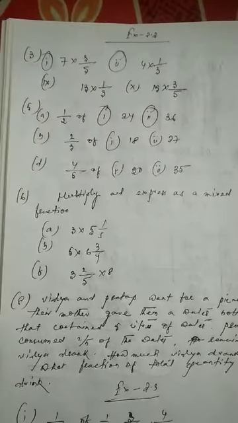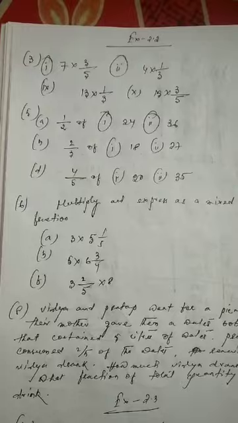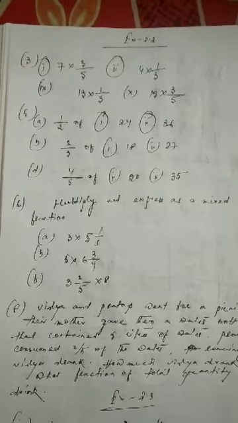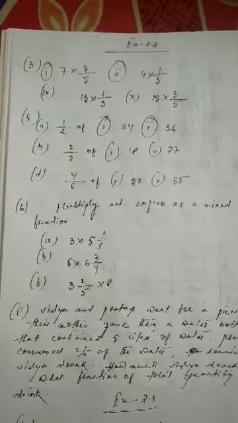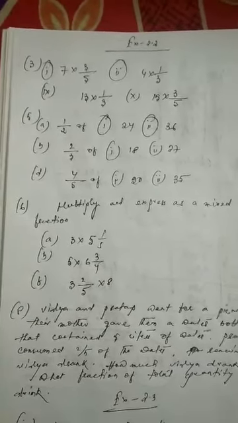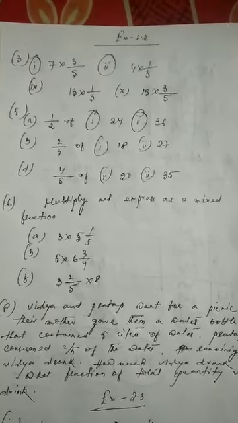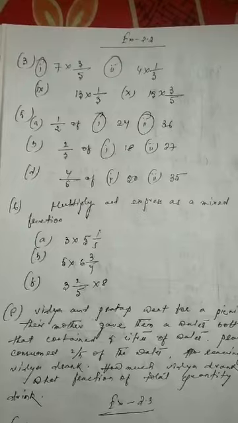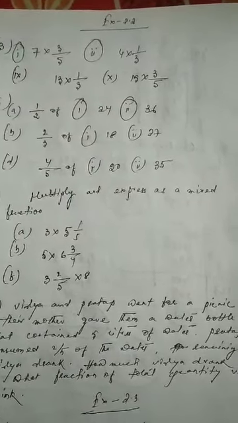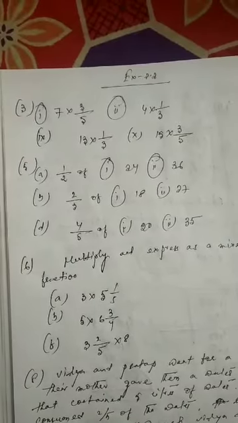In the next question, question number 8, question number 7 is even similar. That's why I'm not showing question number 7. I'm directly going for question number 8. Vidya and Pratap went for a picnic. Their mother gave them a water bottle that contained 5 liters of water. Pratap consumed 2 by 5 of the water. Remaining Vidya drank. How much Vidya drank and what fraction Pratap drank?